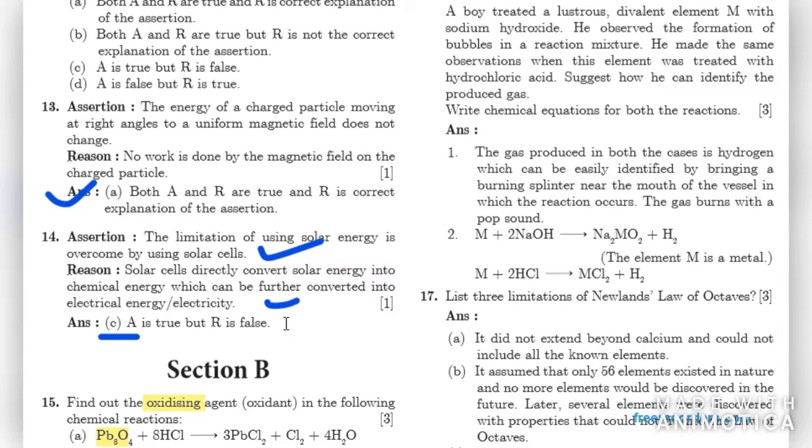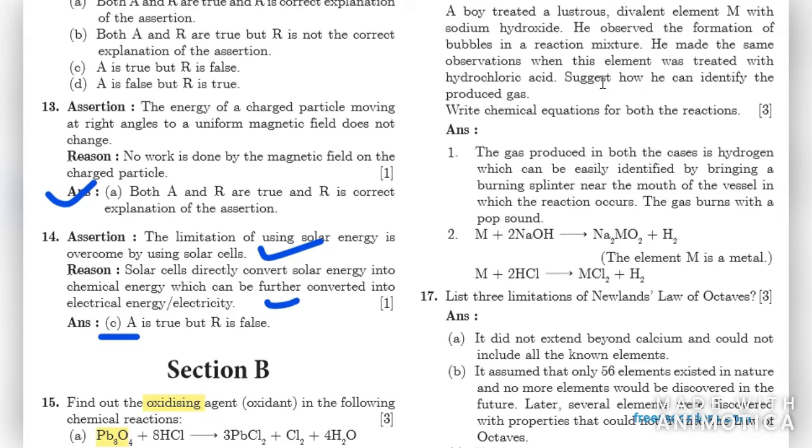The question says a boy treated a lustrous divalent element M with sodium hydroxide. So he reacted M with sodium hydroxide and it will form sodium metal oxide, plus hydrogen gas is released. He observed the formation of bubbles in the reaction mixture. He made the same observation when the element was treated with HCl. Suggest how he can identify the produced gas.